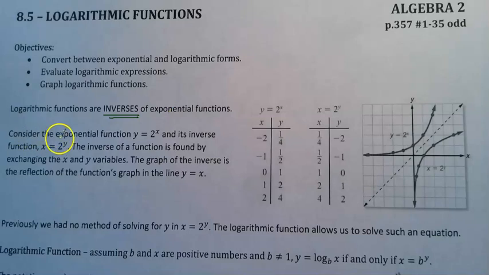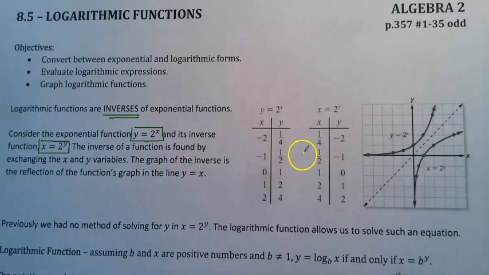Okay, so if we consider the exponential function y equals 2 to the power of x and its inverse function, x equals 2 to the power of y. The inverse of a function is found by exchanging the x and y variables. That's all we've done here, exchange the x and the y. The graph of the inverse is the reflection of the function's graph in the line y equals x.